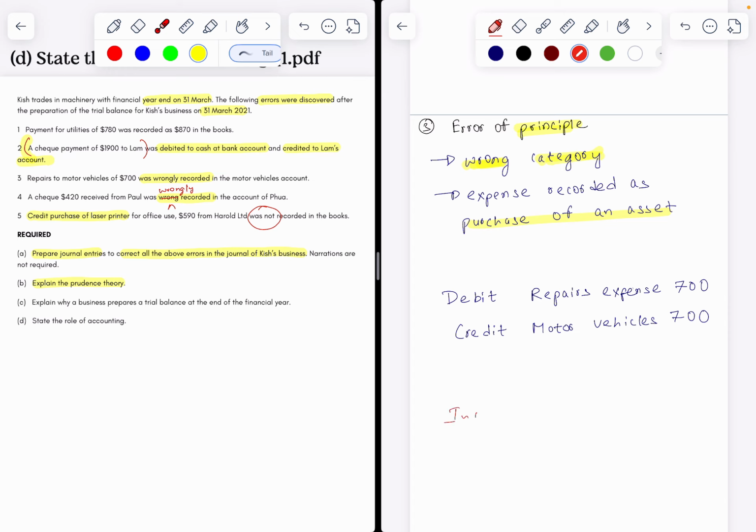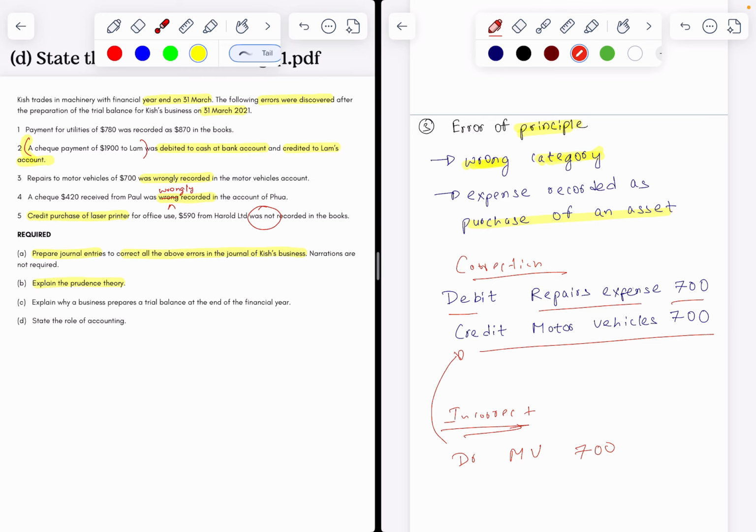So let's look into that. The incorrect entry that the bookkeeper would have done would have been to debit the motor vehicles account by 700, which is to increase the asset account by 700, which is wrong. So what we have to do as part of our correction is to first credit the asset account, the account for motor vehicles, by 700, which means we're reducing our assets by 700. And simultaneously, we will debit the repairs expense account by 700, which is a motor vehicles expense account. And that means we're increasing our expenses, obviously.